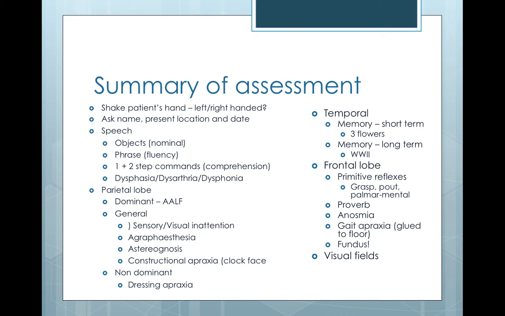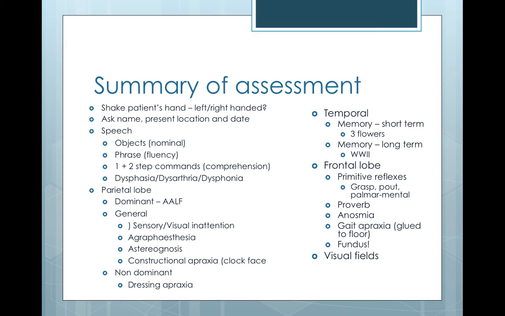So a summary of that, putting it all together as well, is when you come up to a patient, you could shake their hand, ask them whether they're left or right-handed, start off with asking the patient's name, their current location, the date, so you're checking short-term memory, so temporal lobe function. Then move on to the speech. So speech, you can ask for objects, which checks for nominal dysphasia. Ask them to do a phrase, so you get an idea here if it's an expressive or receptive aphasia. 1 or 2 step commands for comprehension, and also trying to assess from here whether someone's got a primary dysphasia, a dysarthria, or dysphonia.